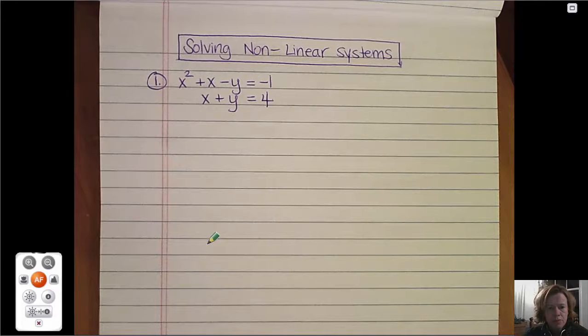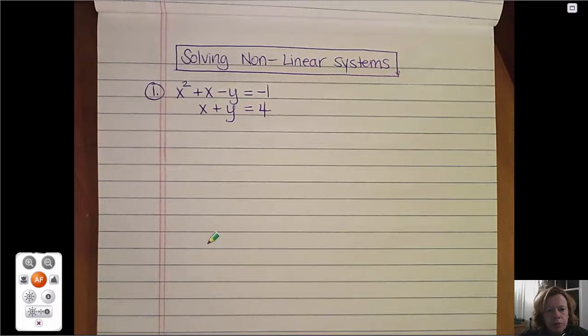So here I have x squared plus x minus y equals negative 1, and x plus y equals 4. When I look at those equations, I see a parabola and a line. So I know that they might intersect in 2 places, 1 place, or not at all, if I were to graph them to check. But to solve these algebraically, there are a couple of different things we could do.